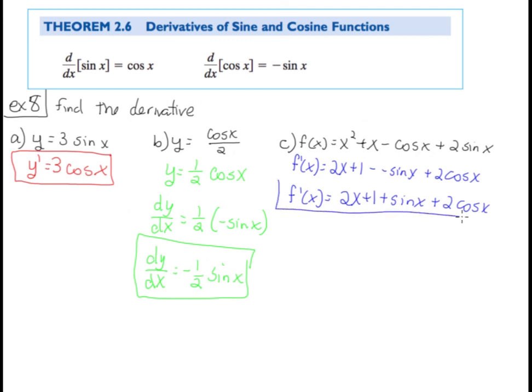Well, there were a number of differentiation rules we learned in this section. Please review over them and start memorizing them. I suggest you make flashcards and start practicing all these rules.